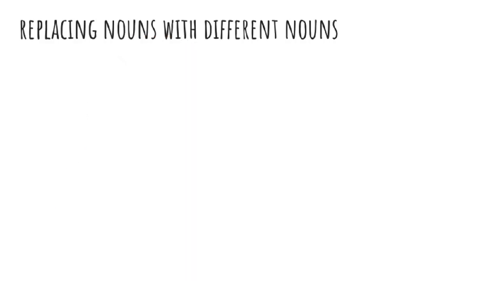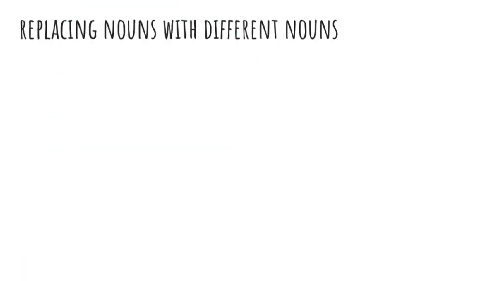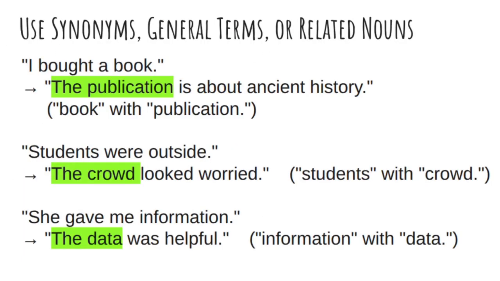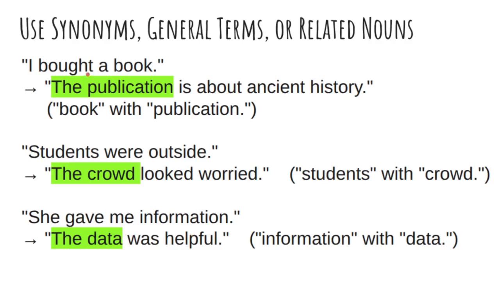To avoid redundancy even further, you can use other nouns that have a similar meaning as long as your reader can quickly identify which idea you are referring back to. I bought a book. The publication is about ancient history. Here we replaced book with publication. Students were outside. The crowd looked worried. She gave me information. The data was helpful. By using different words, you've increased your lexical variety score.